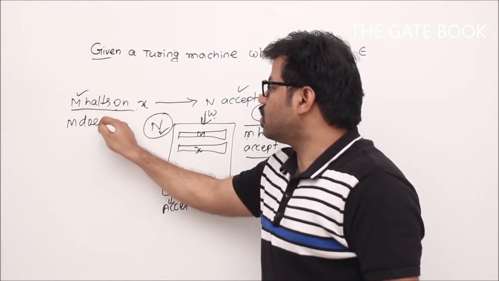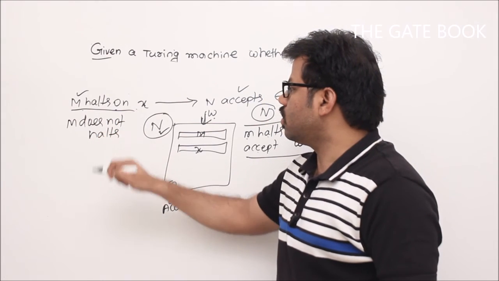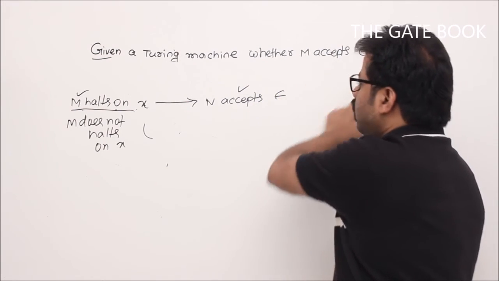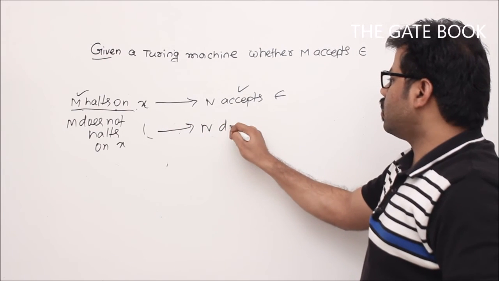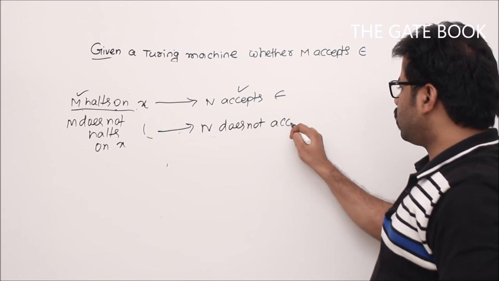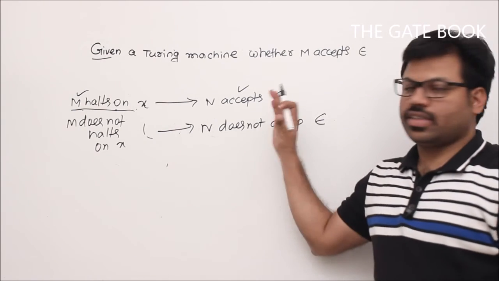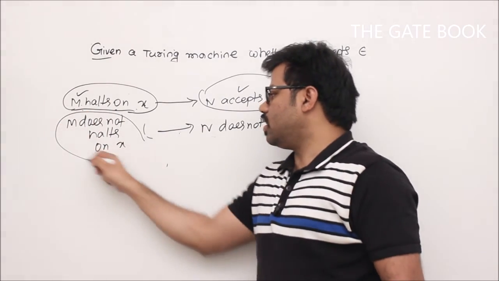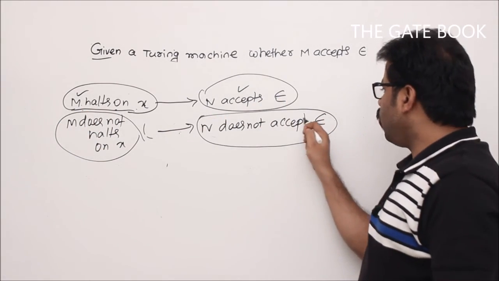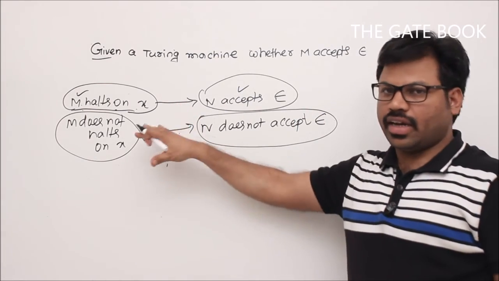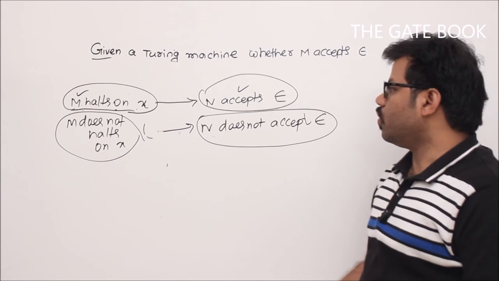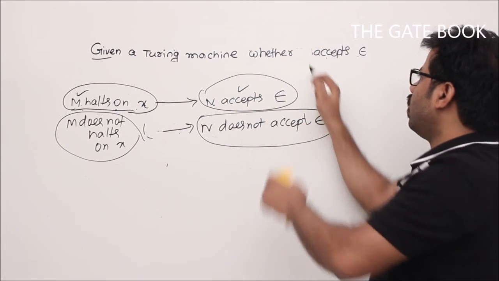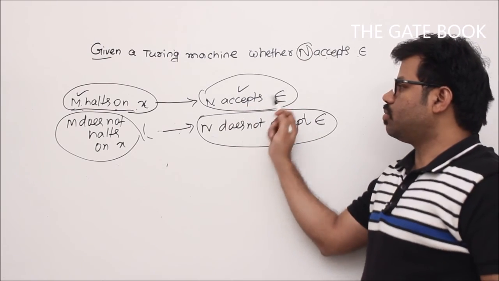Recall, if M does not halt on x, then this Turing machine is going to accept nothing, so N does not accept epsilon. Finally, this is called reduction. The M halts on x problem is reduced to N accepts epsilon, and M does not halt on x instances are mapped to N does not accept epsilon. If you can do this, then only it is the correct mapping or correct reduction. Once this reduction is done, what is your problem? M accepts epsilon or not. To avoid confusion, I use N here. So N accepts epsilon, M halts on x.